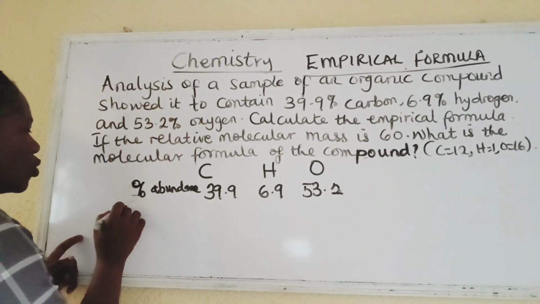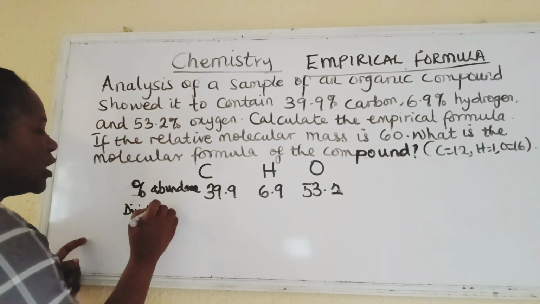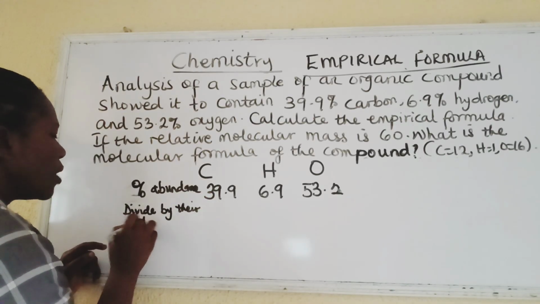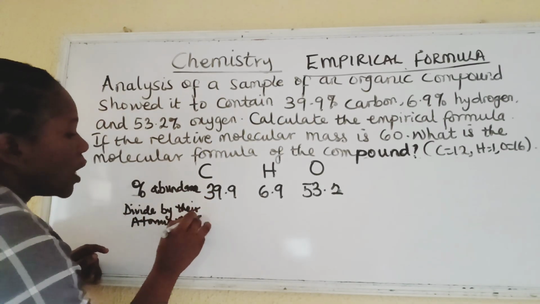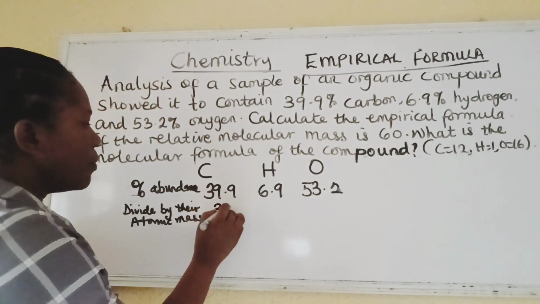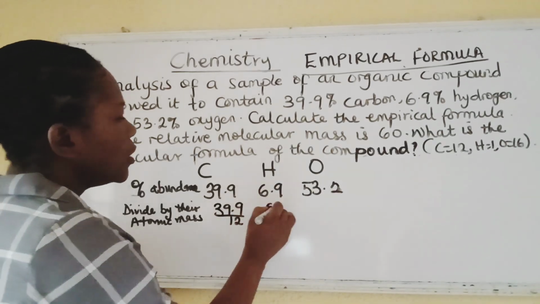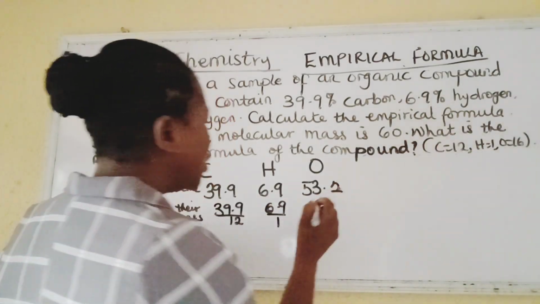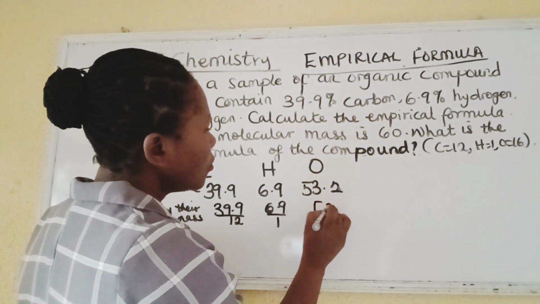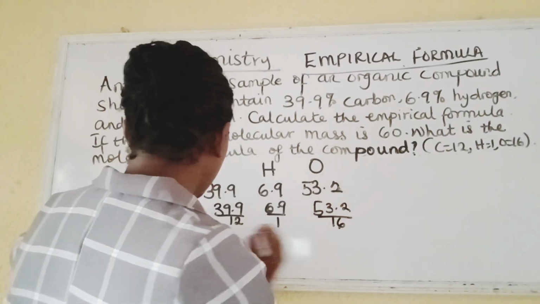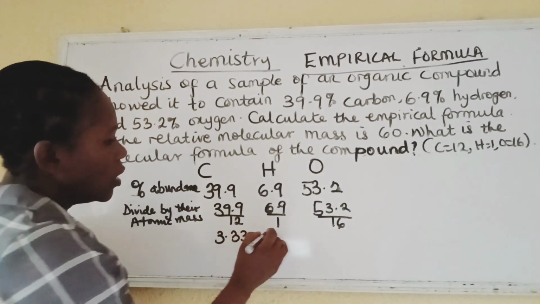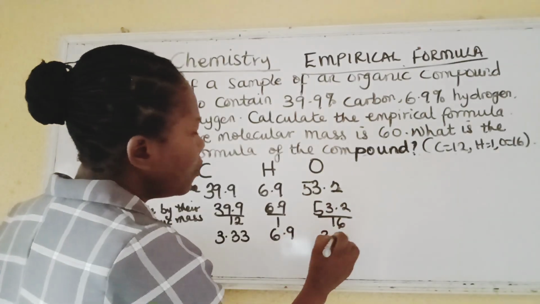Now the next step is to divide the percentage abundance of each element by their atomic mass. Atomic mass, which is also known as the mass number, has been given in the question. Carbon is 12, so we have 39.9 divided by 12, 6.9 divided by 1, because hydrogen is 1, that's the atomic mass or mass number. Then oxygen is 53.2 divided by 16. So after dividing this, we end up getting 3.33, then we have 6.9, and then 3.33.